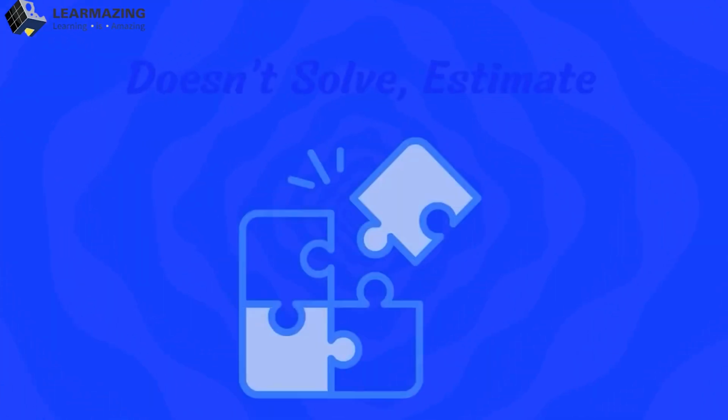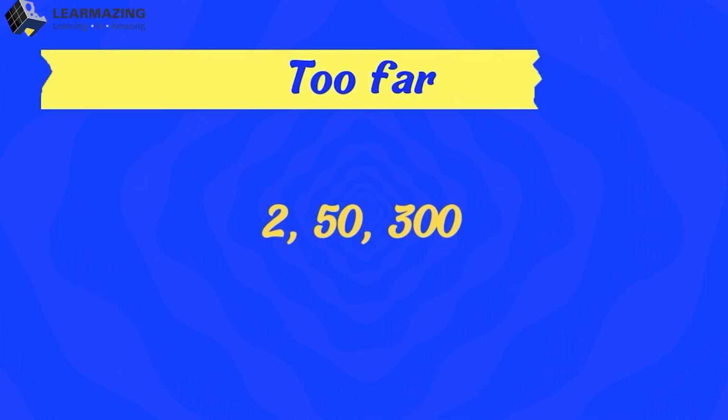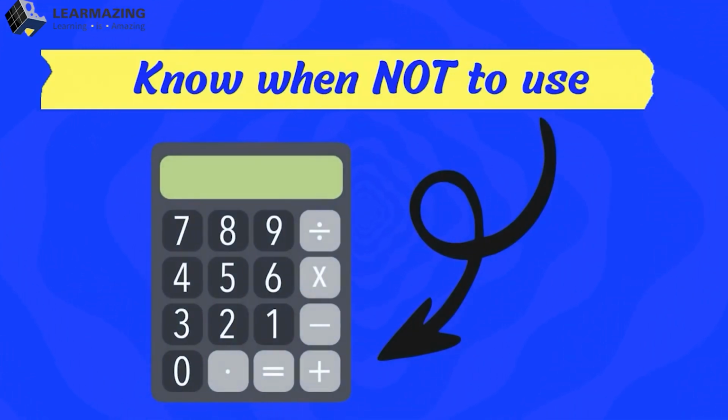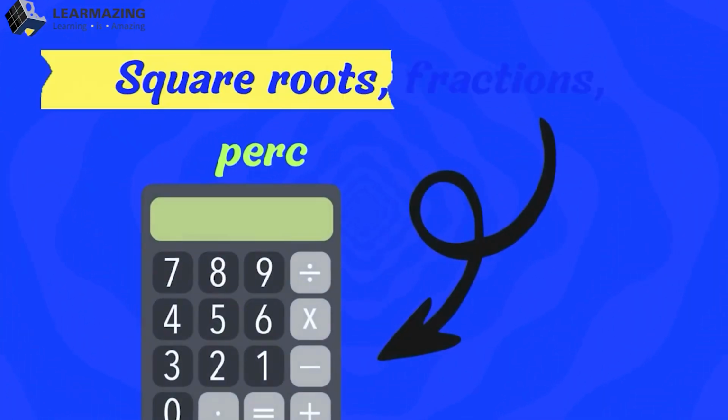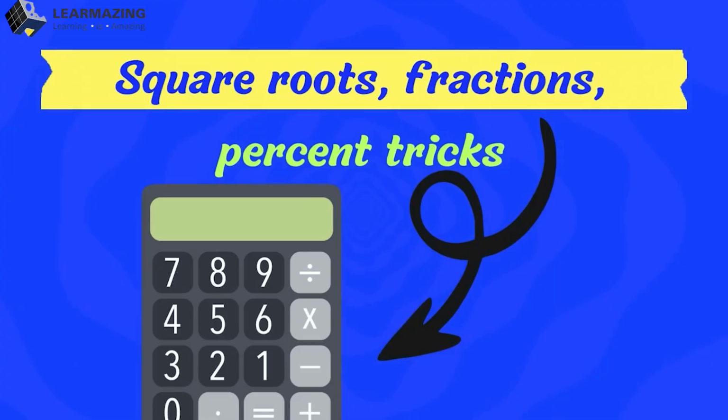Don't solve, estimate. If choices are far apart like 250 or 300, round and rough solve. This saves 20 plus minutes total across the test. Know when not to use the Desmos. Square roots, fractions, percents, they're all doable in your head if you prep.